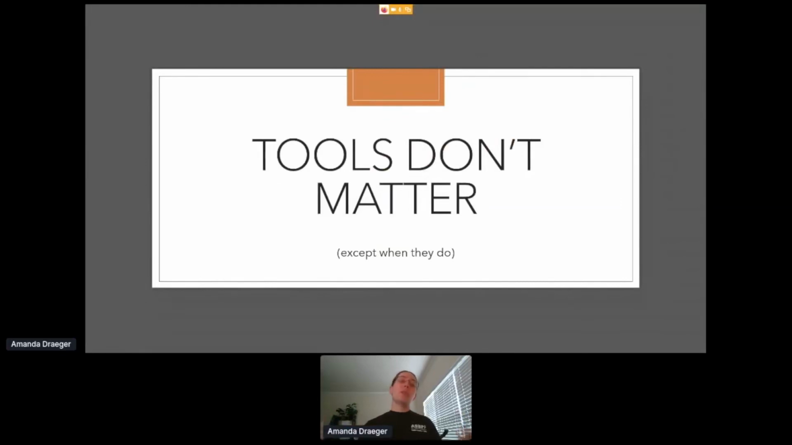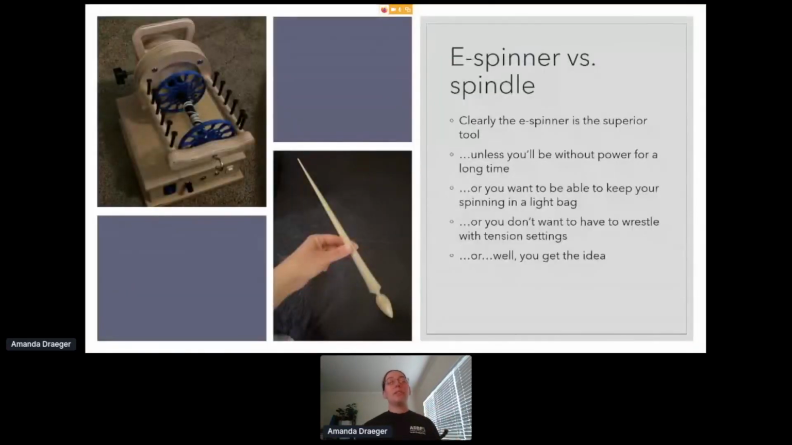Next lesson, tools don't matter, except for when they do. On the left, you can see what is essentially the height of spinning technology for the home spinner. It's an electric spinning wheel. It has a motor and a battery, and you can plug it into the wall or your car, and it has a foot pedal and speed controls and a tension knob. And it is really cool. I'm not going to lie, I absolutely love it.